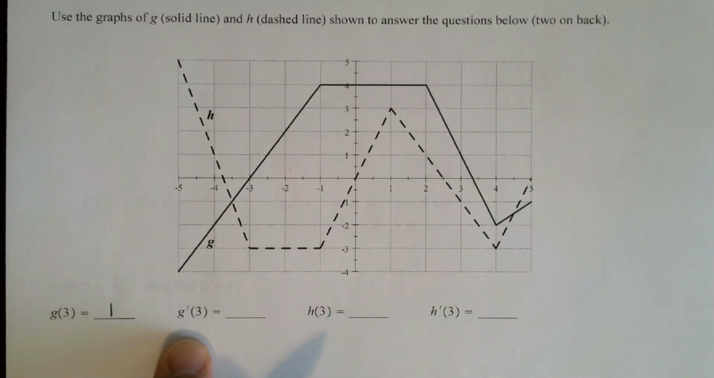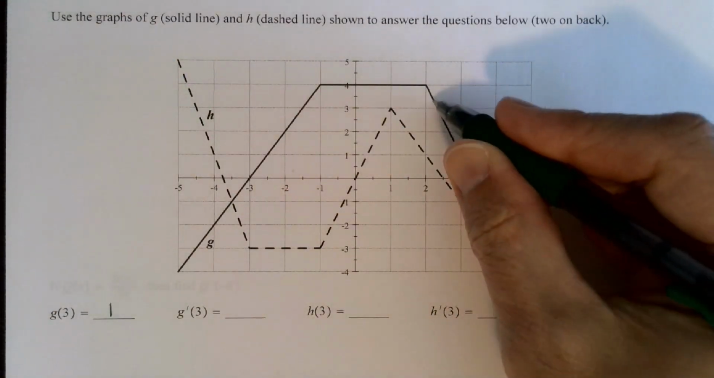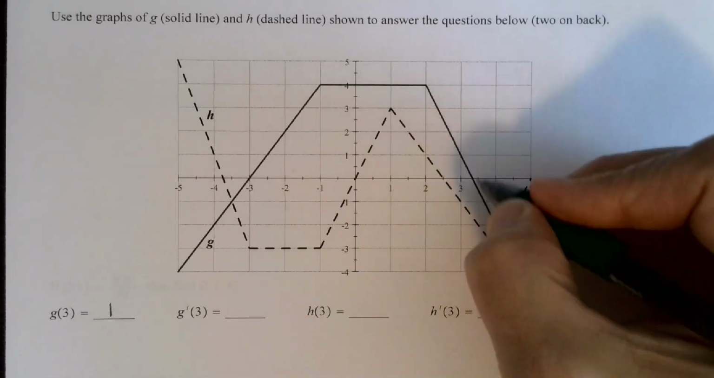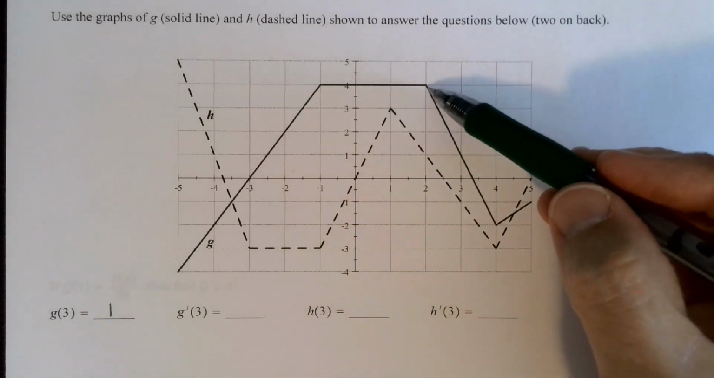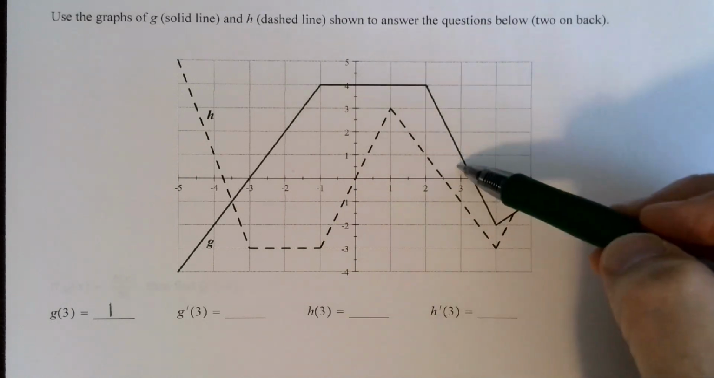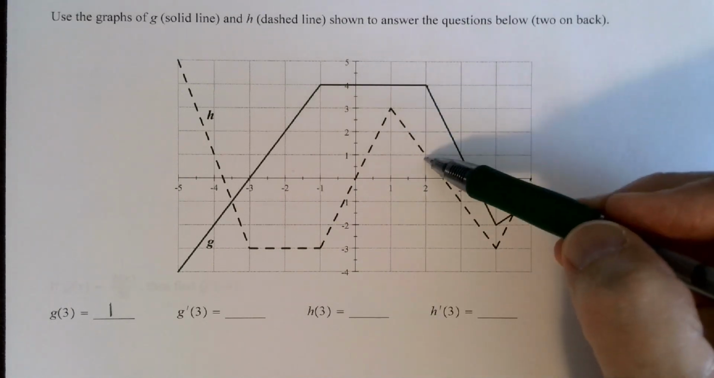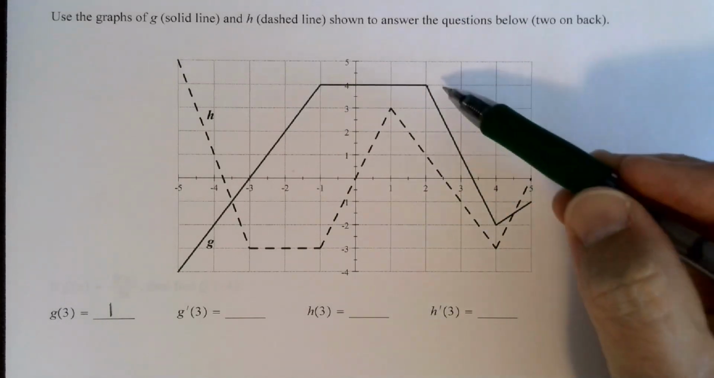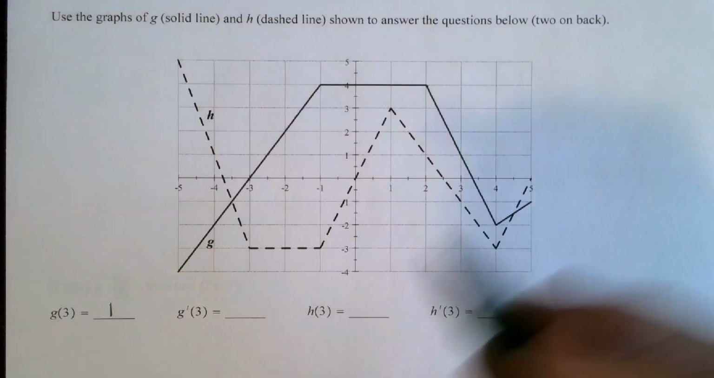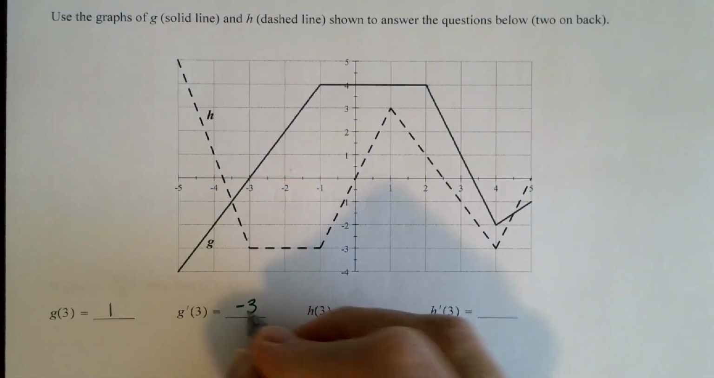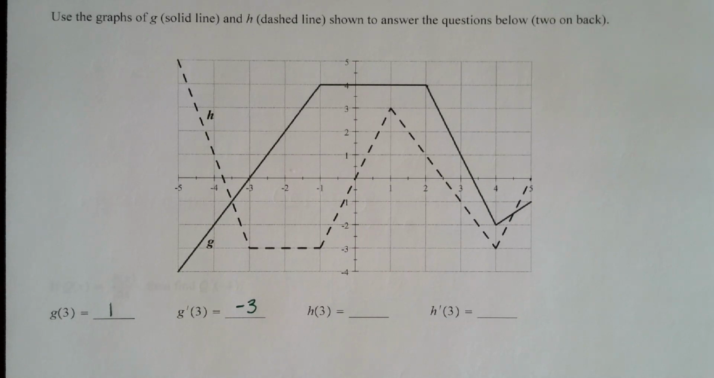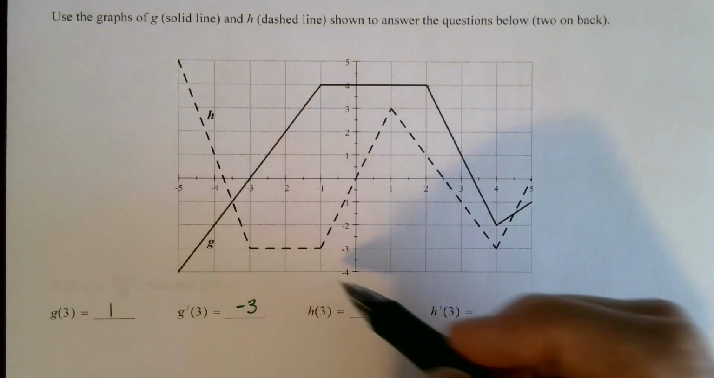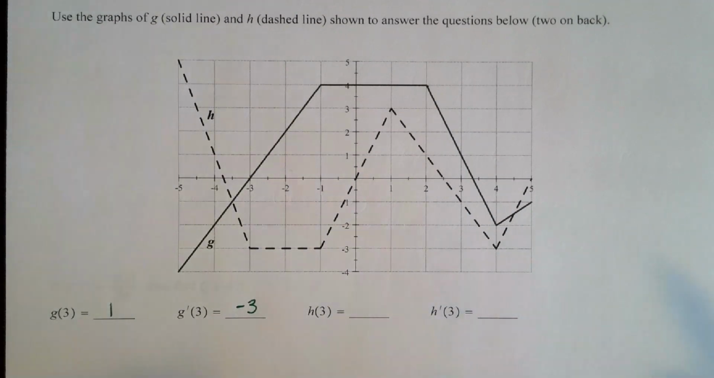But what is G prime of 3? What's the derivative of G at 3? What's the slope? Well, at 3, it's just a line. What's the slope of a line? We just see what we go from one point to another. I go down 1, 2, 3 and over 1. So the slope of this line segment is -3, and therefore G prime of 3 is -3. So I've made it easy. By making these all linear segments, you should be able to determine the derivative at any point, if it exists.